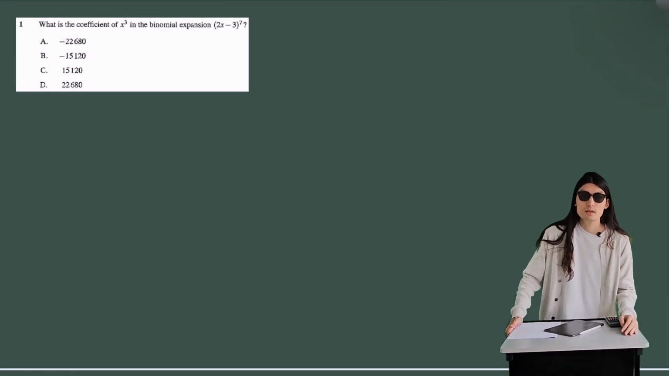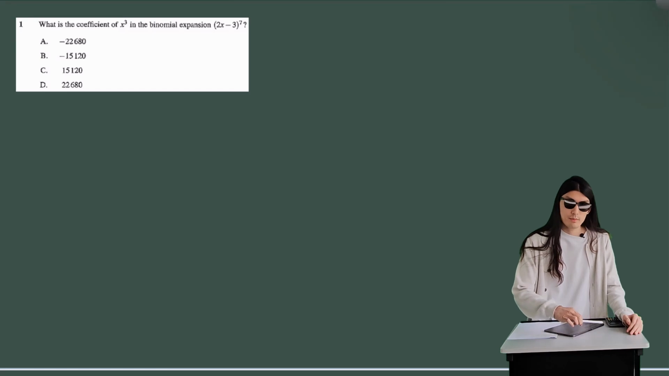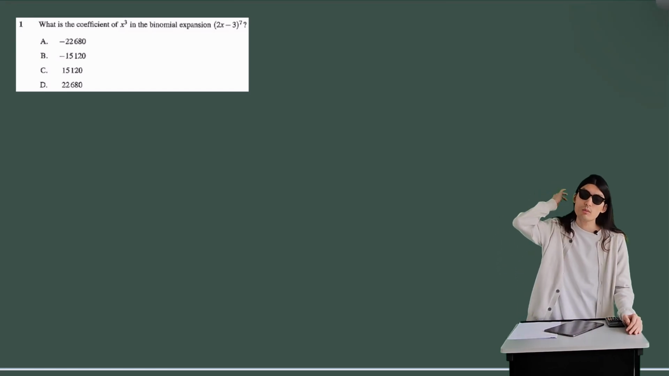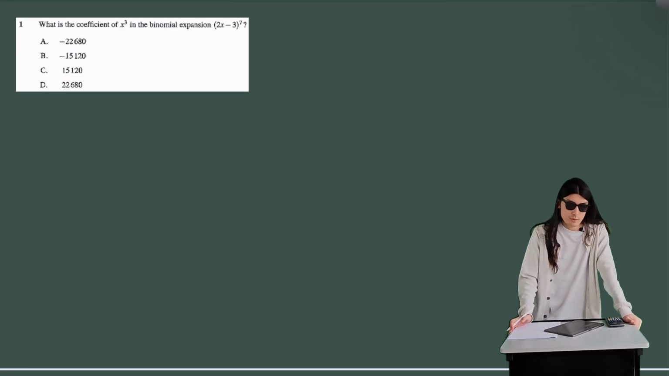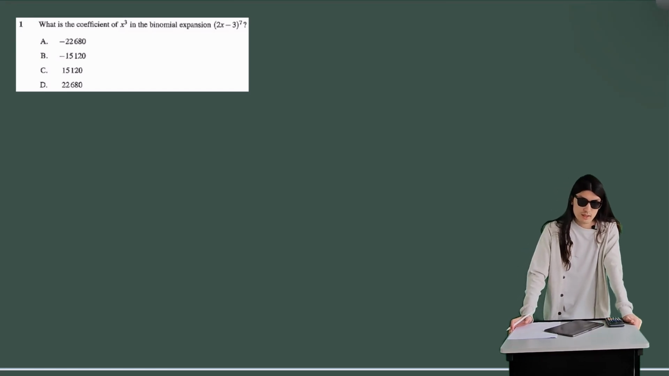2024 CSSA Maths Extension 1 trial paper review. Let's begin straight away. Question number 1. Coefficient of x cubed in the binomial expansion of (2x − 3) to the power of 7.